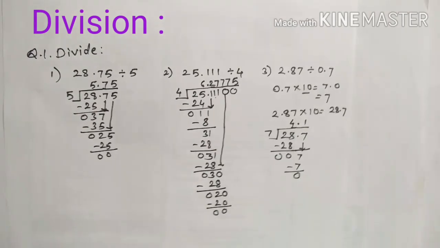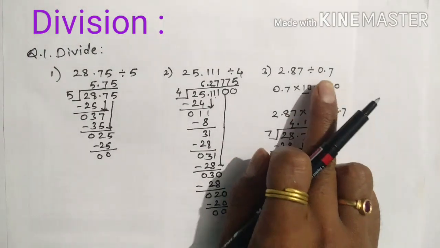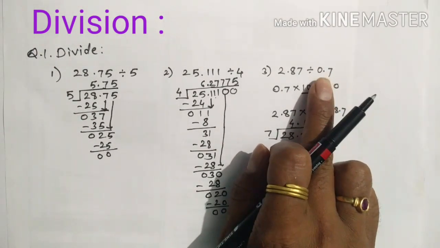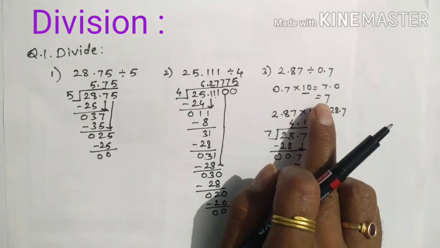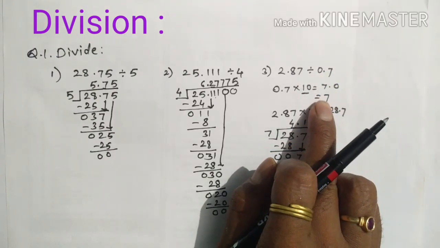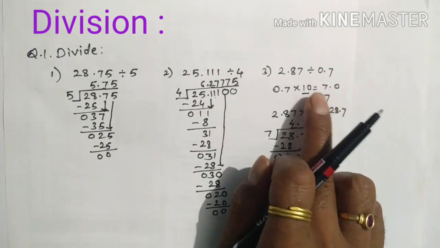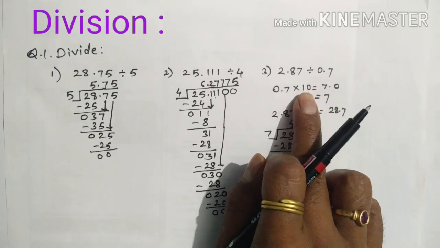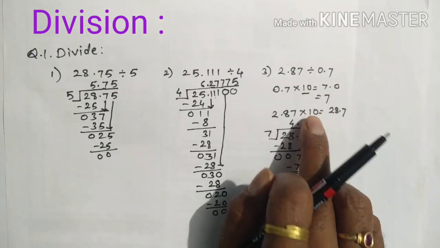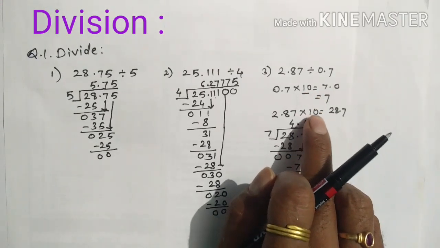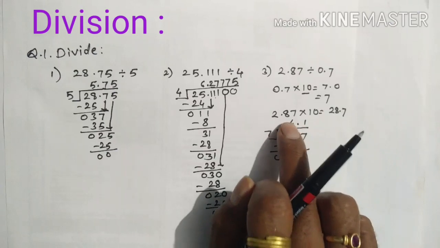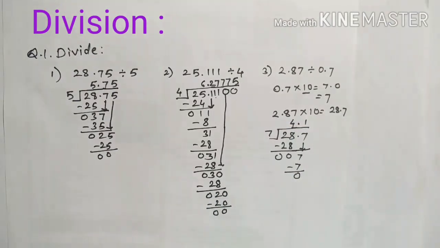Okay, like this we have to convert the divisor into a whole number, and by whichever number we have multiplied the divisor, by that number we have to multiply the dividend also. Then our quotient would be the same. Okay, let us take one more example to understand better.